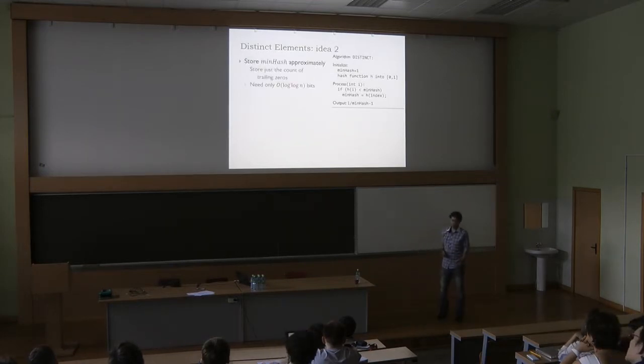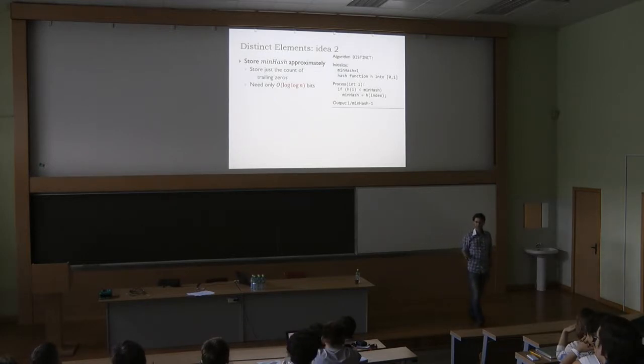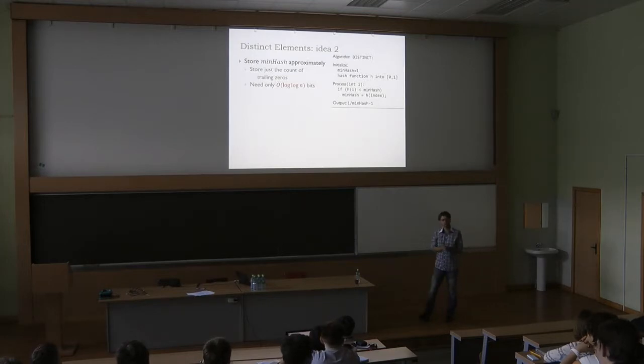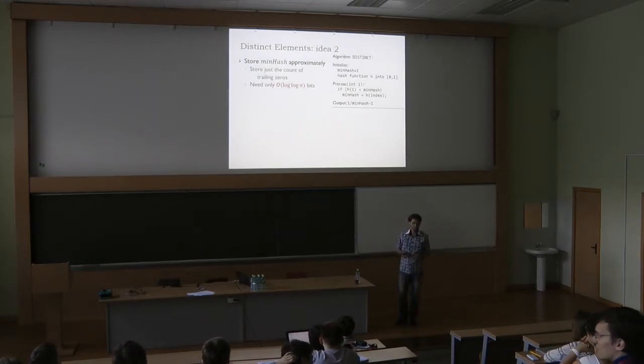So idea two. We are going to get an approximate answer anyway, so there is no reason to store this min hash exactly. It is a real number, so supposedly we should store it completely. It wouldn't take too much space, but you could see that storing up to an additive approximation of 1 over m really didn't matter.